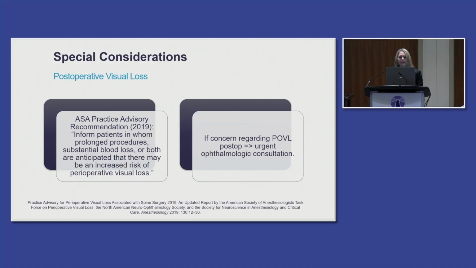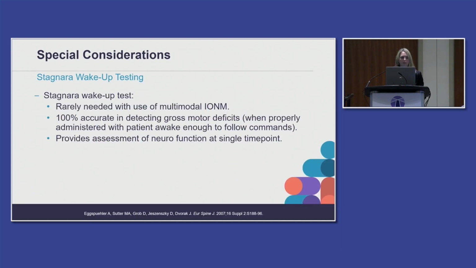The ASA practice advisory from 2019 regarding postoperative visual loss specifically says, quote, inform patients in whom prolonged procedures, substantial blood loss, or both are anticipated, that there may be an increased risk of perioperative visual loss. So we should be talking to some of our patients about this for sure. And then, of course, if there's any concern about visual deterioration afterwards, this needs an urgent ophtho consult.